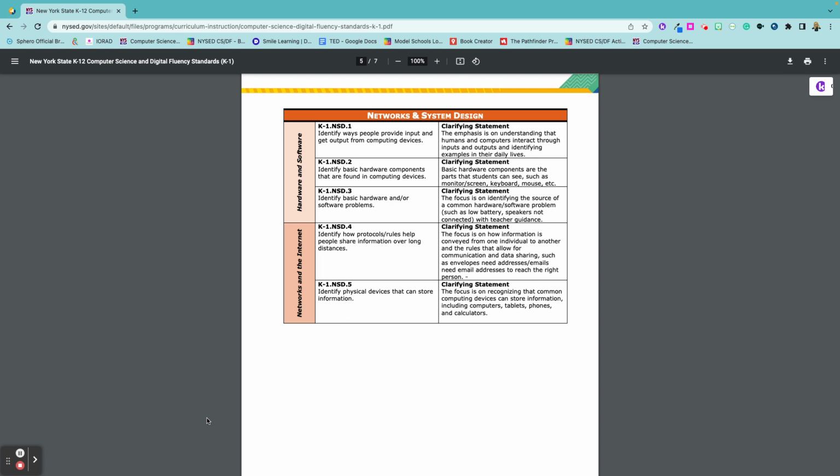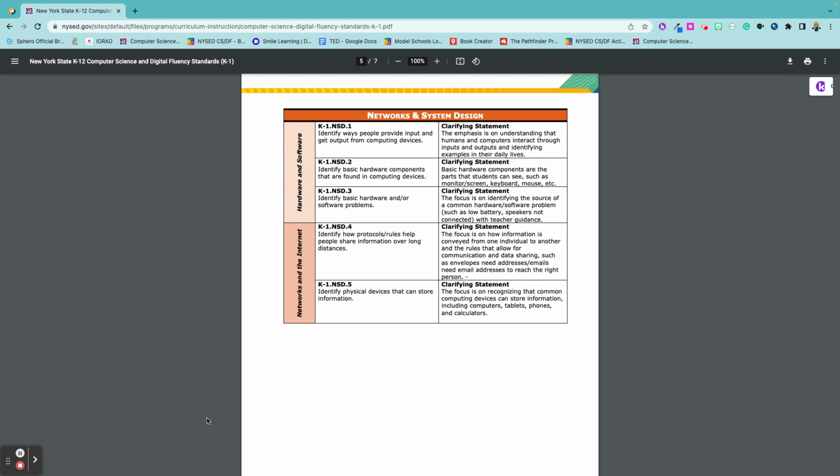As we move into networks and the internet, for number 4, we're thinking about protocols and rules that help people share information over long distances. So you might think about how you would send a letter versus how you would send an email, and just think about the different ways we communicate with each other.